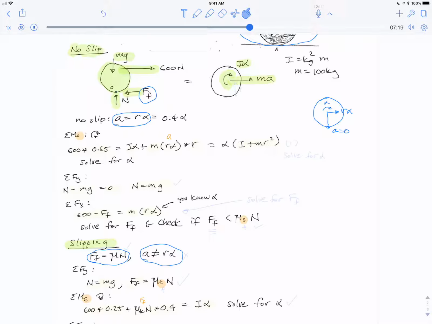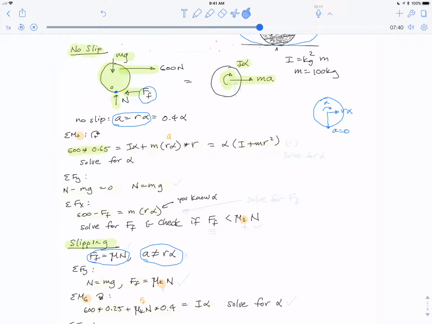So in this case, I'm going to take moments about the bottom, point O, right here at the bottom, because that will get rid of this unknown friction. Okay, so taking moments about the bottom, looking at that picture, you have 600, and the distance from the bottom to there, if you look at the picture, is 0.65 meters. So you have this here.